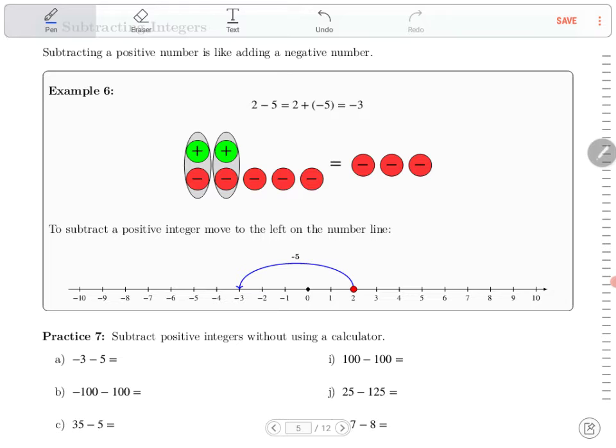Now the first thing you should know is that subtracting positive integers is exactly the same as adding negative integers. And we see this in example 6. Our problem is 2 minus 5, and that is exactly the same thing as saying 2 plus negative 5. And it amounts to negative 3. So in both cases, subtracting positive integers and adding negative integers, we move to the left on the number line. That's the decreasing direction. Both of these operations are, again, exactly the same.